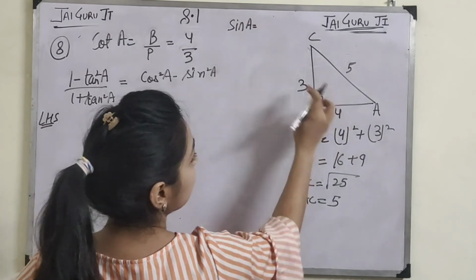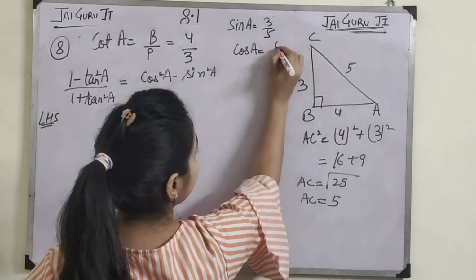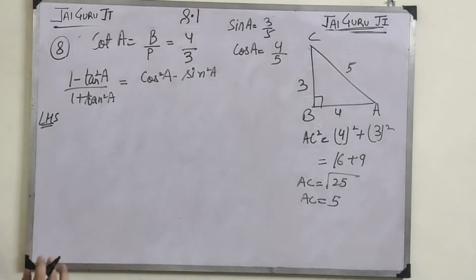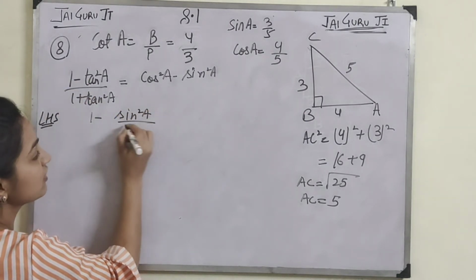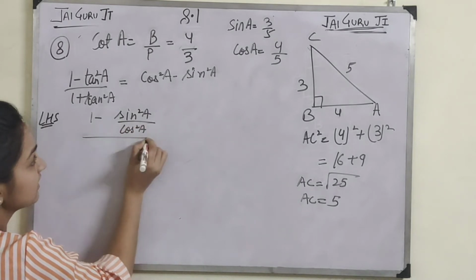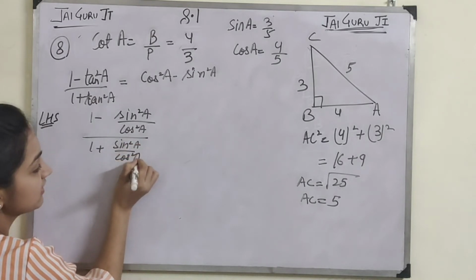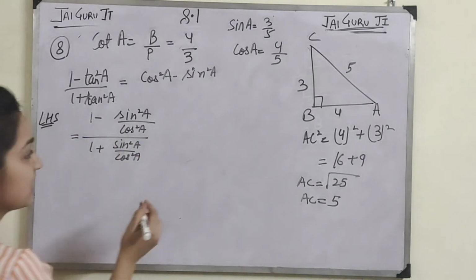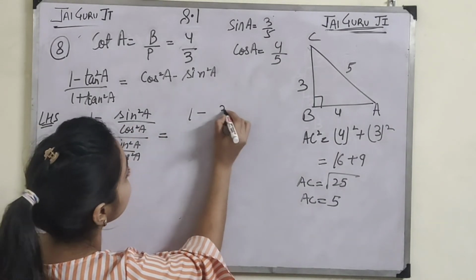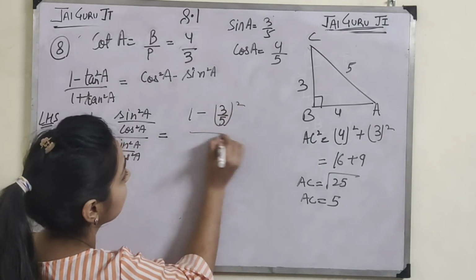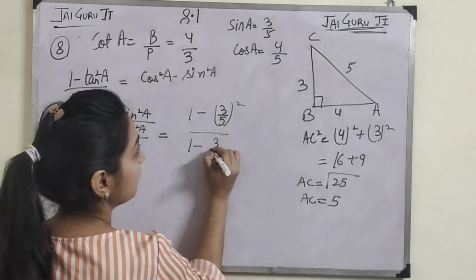Sin A is P upon H, 3/5. Cos A is 4/5, this is B upon H. So I have got sin and cos. Now tan I can write as sin square A upon cos square A. Similarly 1 plus sin square A upon cos square A. This question is very similar to the last question. So sin square was 3/5 whole square, 1 minus sin square A upon cos square, again 3/5.